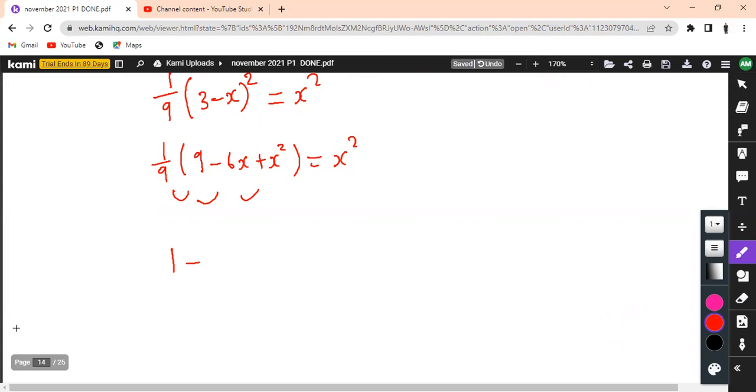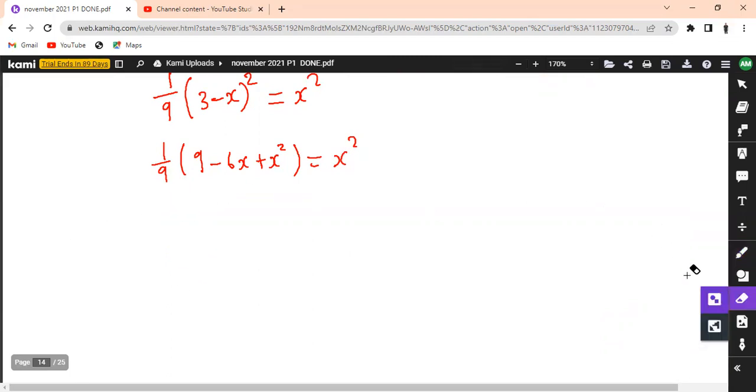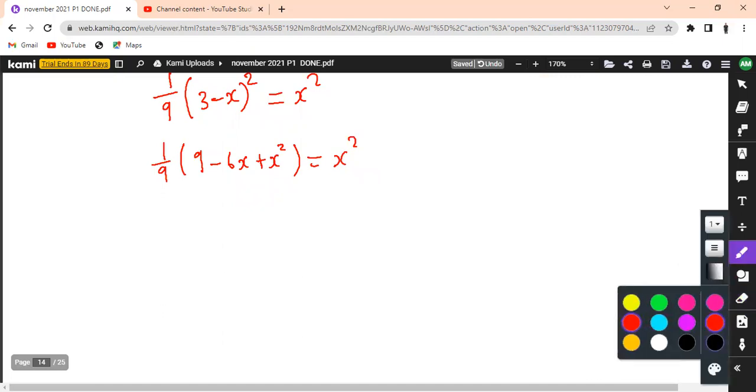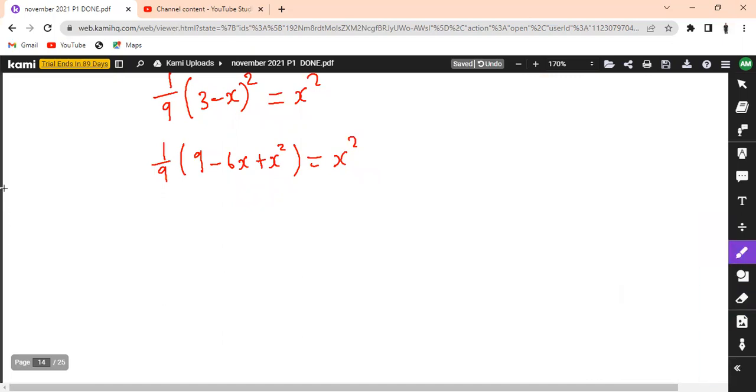But why are we expanding these brackets, guys? It can be difficult for us. Let's just get rid of this 1/9 by multiplying by it. This can cancel here, so this will be 9 there. At least that way it helps us avoid even working with fractions. So we're going to be left with 9 minus 6x plus x squared, which is equal to 9 times x squared, which is 9x squared.